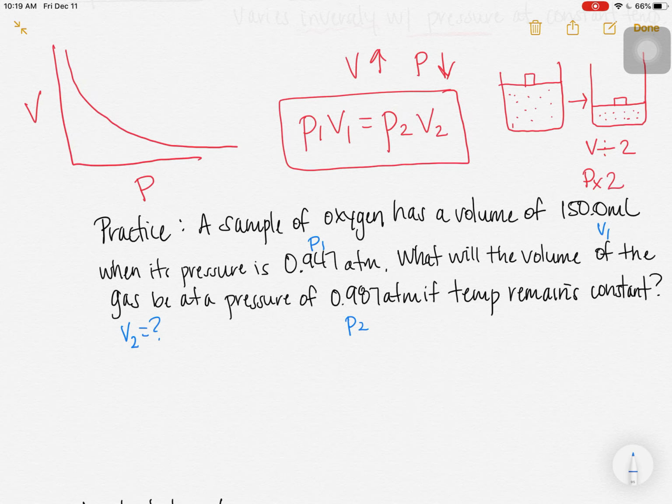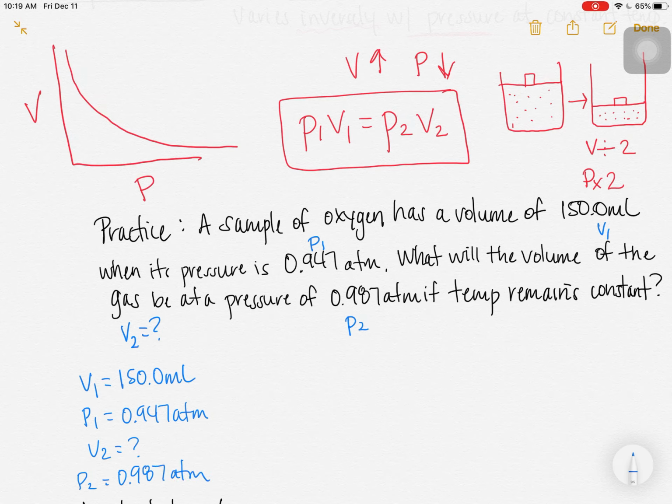Okay, if you don't like that method because it's kind of junky in your problem, then I would recommend as you're reading it that down here in your space you're labeling, oh, V1 was 150 and then P1 was 0.947, V2 was question mark, and then P2 was 0.987.